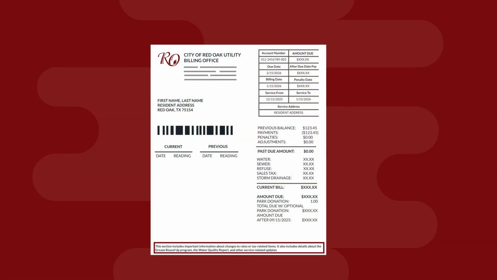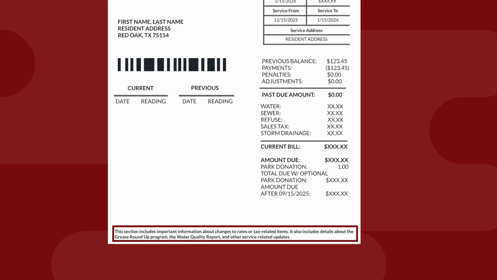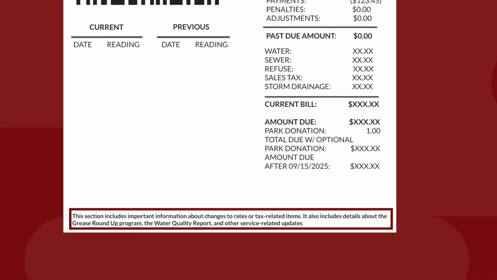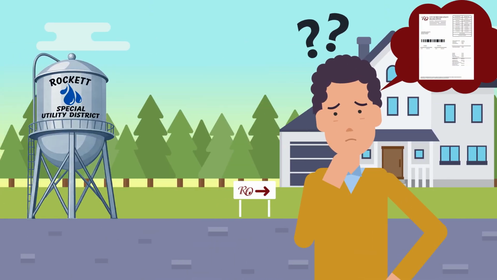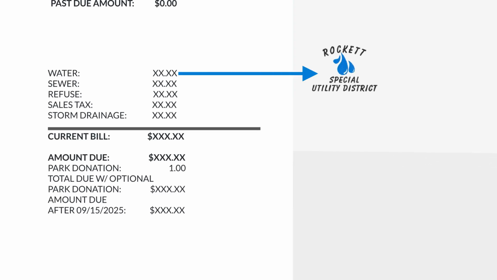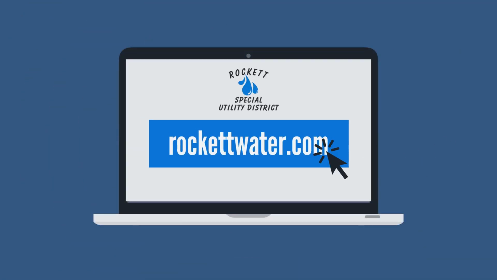In the middle of the bill is where you will find important information on city services, details about rate changes, and annual service reminders. If you live inside the city limits but get your water from Rockett, your monthly bill may look a little different. Rockett sets the charges for your water usage, while the city of Red Oak still handles sewer, stormwater, and trash. If you have questions about your Rockett water bill, visit rockettwater.com.